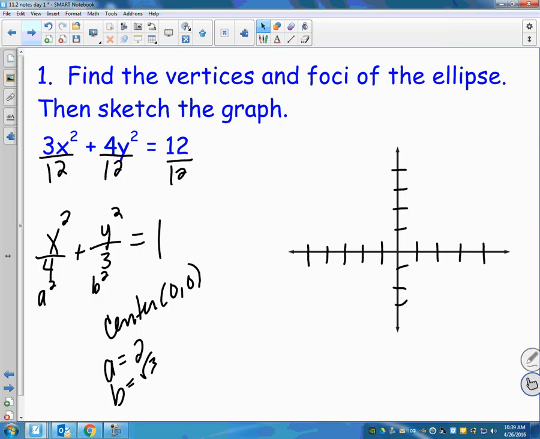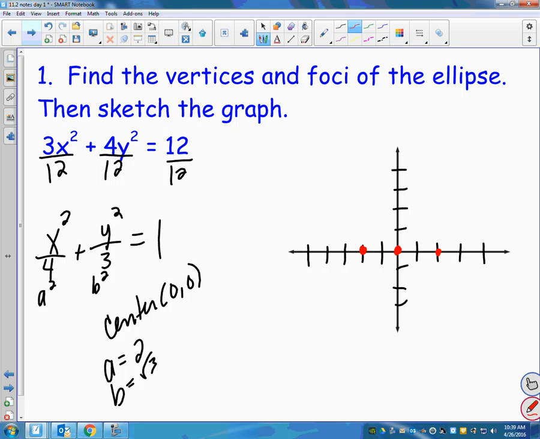So, my center is at 0, 0. You got to know which way to go, but since A is under X, that means I'm going to go A units left and right. So since A is 2, that means I'm going to go 2 over here and 2 over here. Those are going to be my vertices because they're on the focal axis.